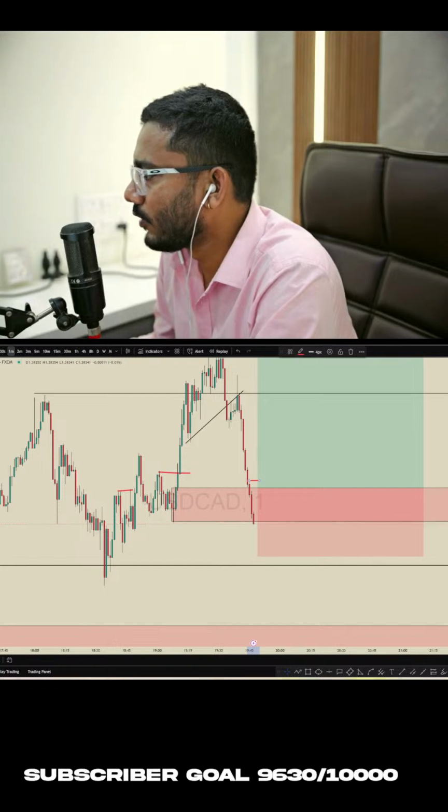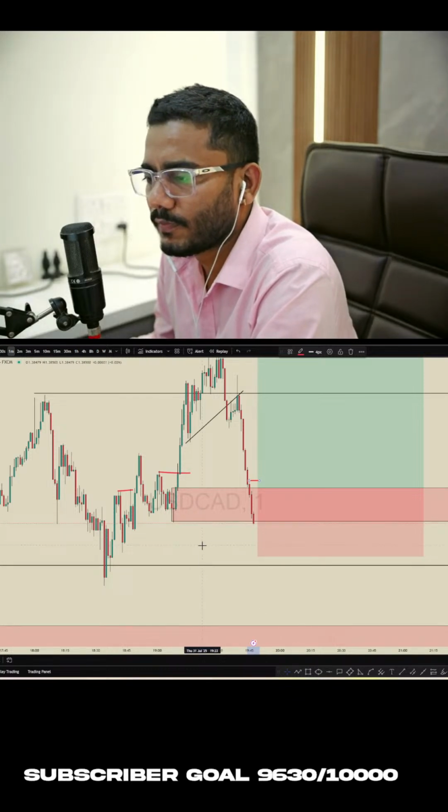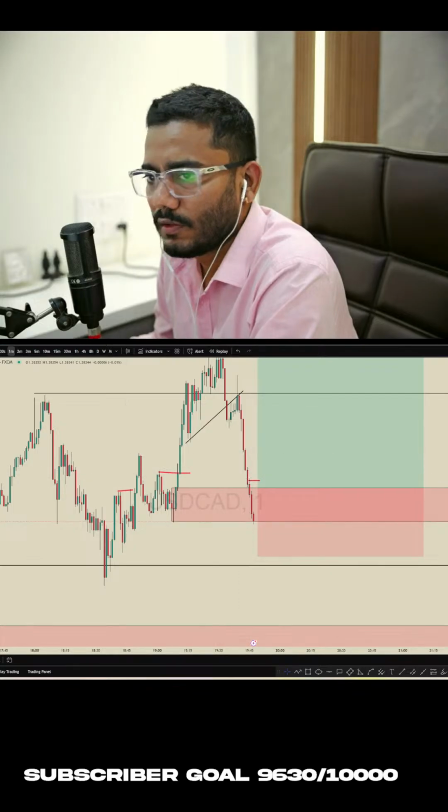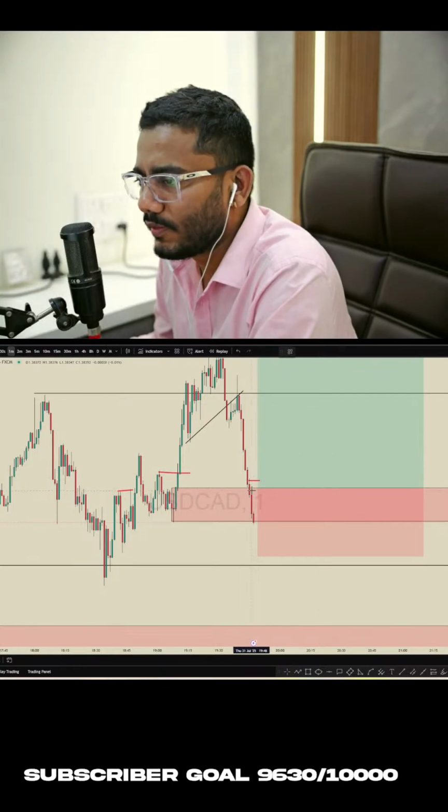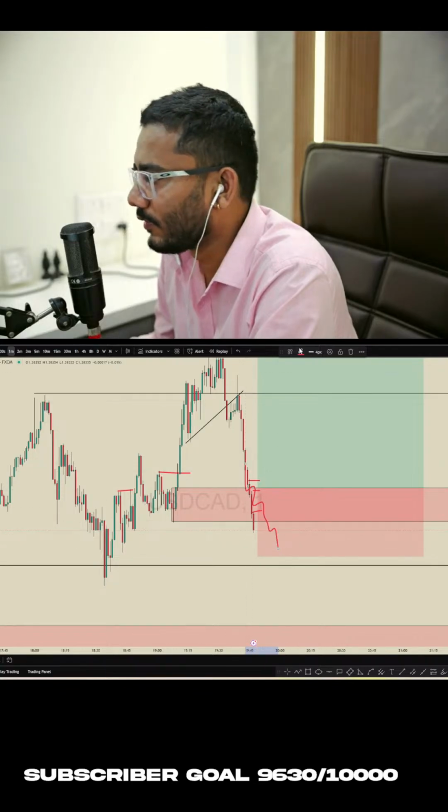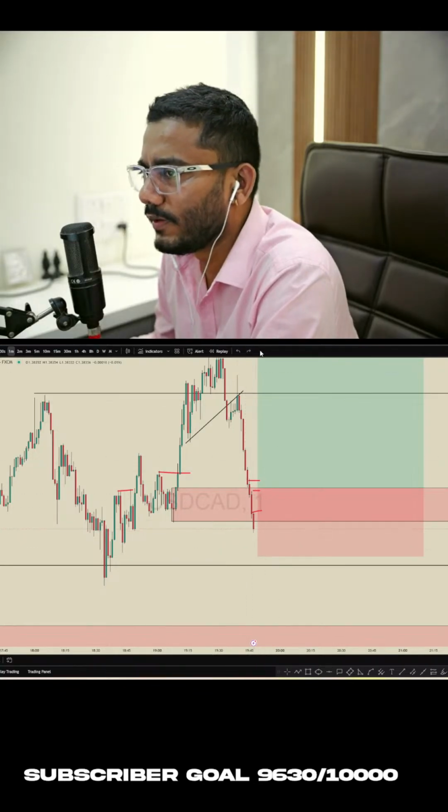Thoughts on NQ and R standard. Okay, wait. So we want price to break the previous high. See, we can see price is not breaking the previous high. On 1 minute also it works, but right now I don't think this is a good entry.